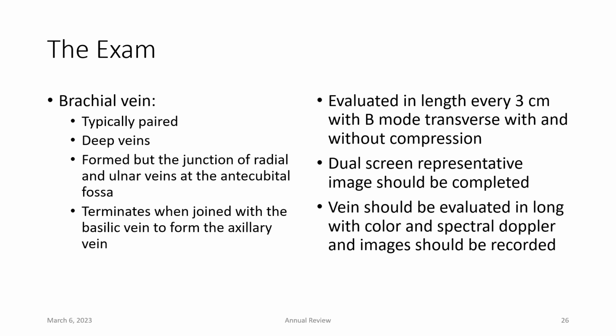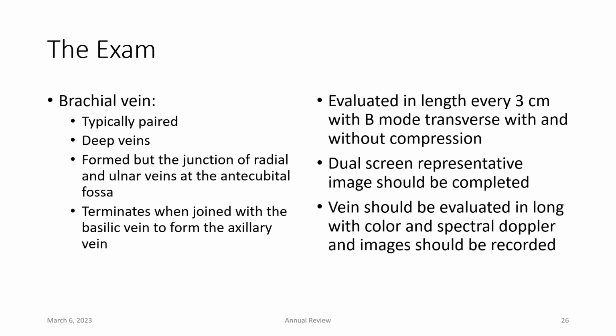So our brachial veins are typically paired, they're deep veins, and they're formed by the junction of the radial and ulnar veins at that antecubital fossa. Now we know that our radial and ulnar veins are part of that deep system, so when they come together, they're going to form a vein that's also part of that deep system. Now remember, our brachial vein forms there at the elbow or the antecubital space from the radial and ulnar veins, and then it's going to ascend up the arm until it combines with the basilic vein. And once it combines with that basilic vein, then it forms the axillary vein.